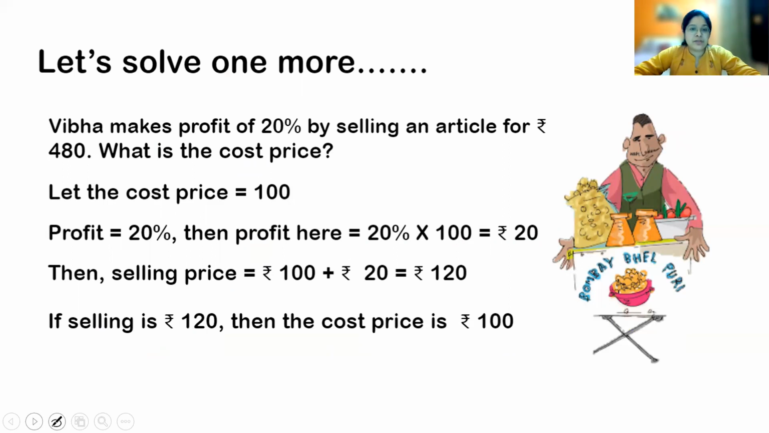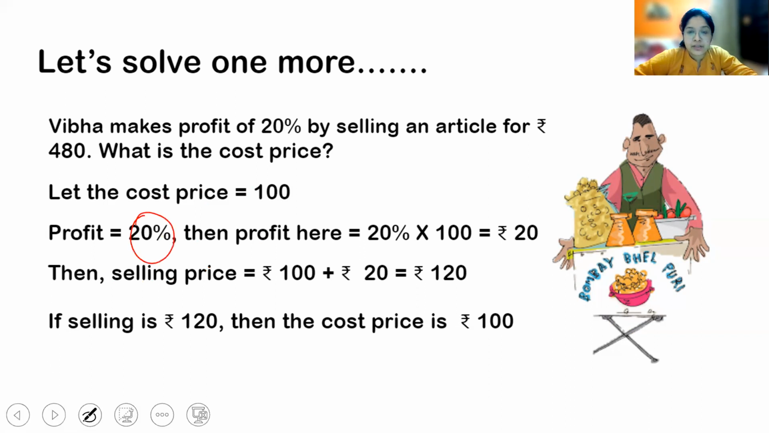Let's solve another question. Vibha makes a profit of 20% by selling an article for ₹480. So what is the cost price? This is a slightly tricky question because here they've given us the profit percentage and the selling price, not the cost price. So how are we going to do this? We don't even know the profit, but there is a profit percentage here.